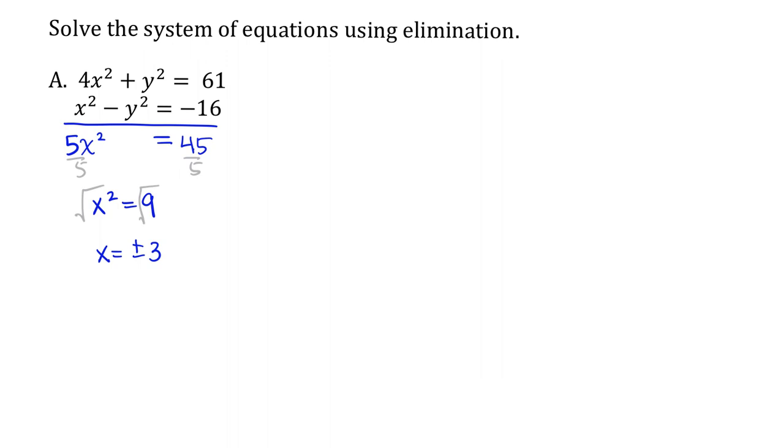Now normally we take our x value and we plug it back into the equation. It doesn't matter which equation we plug it into. The problem is we have 2 x values, so I have to plug them both in. So let me plug in x equals positive 3 first. Now it doesn't matter which equation I plug it into, this one or this one. I'm going to plug it in the first one, but you could do it in the second one. And I need to plug in for x. So it's going to be 4x squared plus y squared equals 61.